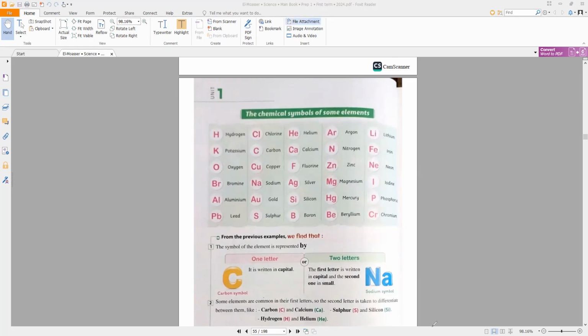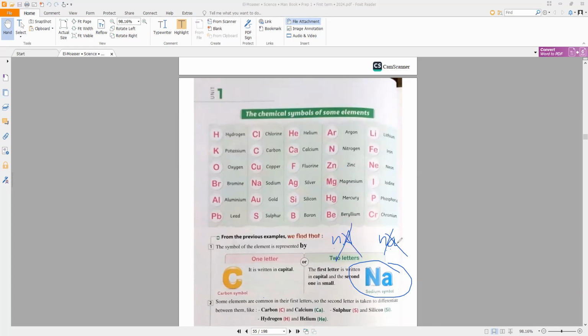If you write sodium, this is the symbol of sodium, Na. The first letter is capital, the second letter is small. If you write the symbol of sodium as N and A both small, this is wrong. If you write it with the first letter small and the second capital, it is wrong.